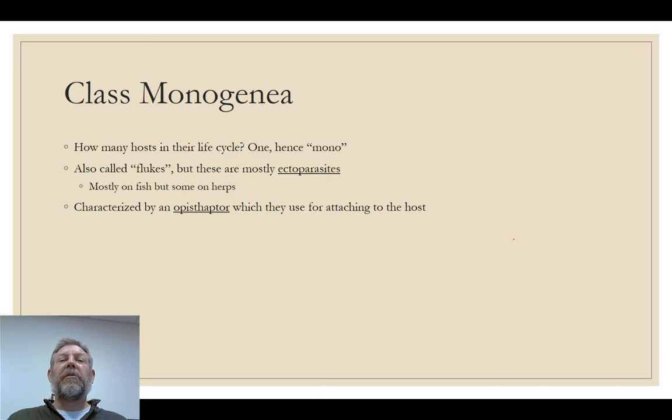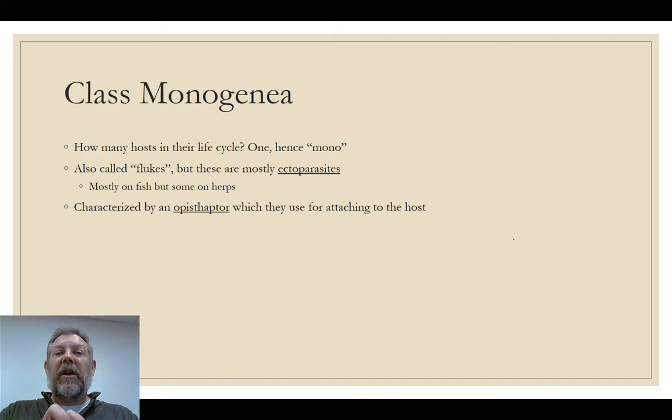And these are ectoparasites. I think I said exoparasites earlier, which is wrong. Ectoparasite. These are outside parasites. And you're going to find these mostly on fish, but you'll also find them on herps, some amphibians, reptiles, again mostly aquatic organisms. And again, these are flatworms, and they have similar morphology, but they're characterized by the opisthaptor, which is kind of a series of hooks, and that's what they use for attaching to the host.